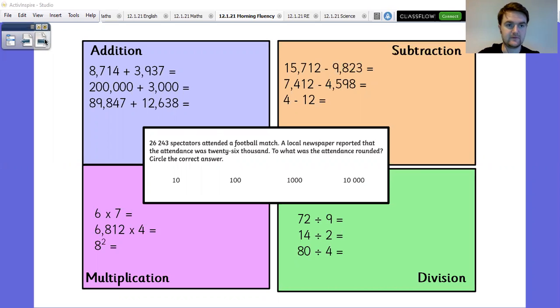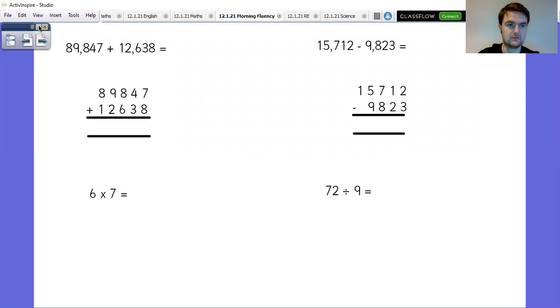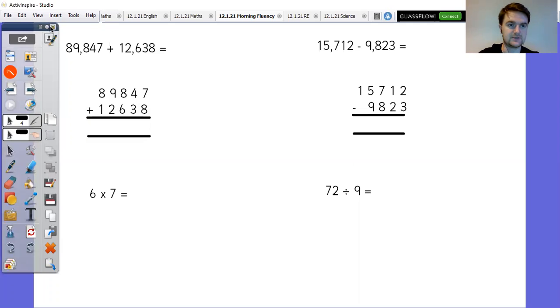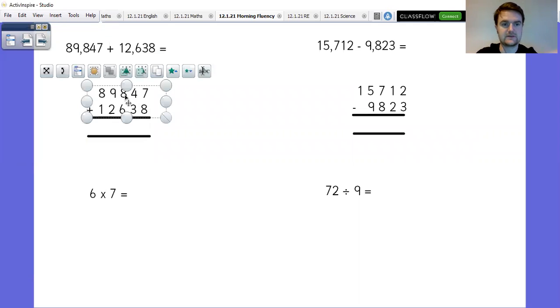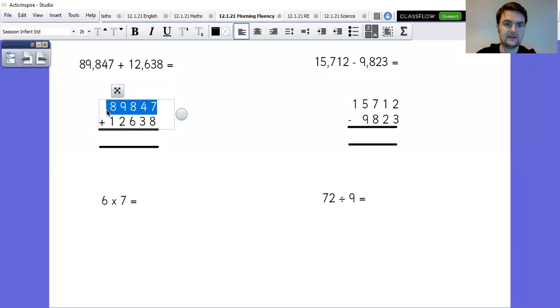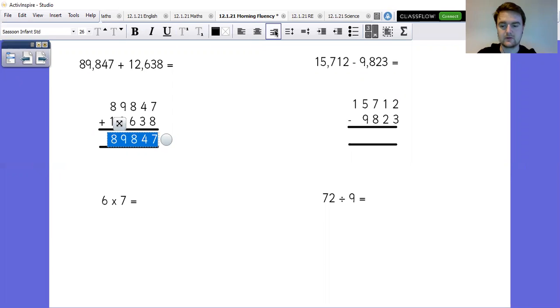Okay, so let's have a look at our targeted questions. So I've gone for our addition: 89,847 plus 12,638. I've laid it out using the formal method. With larger numbers like this, you will probably want to use the formal method. It's quicker than trying to work out in your head and keep track of all of the digits that you have to carry.